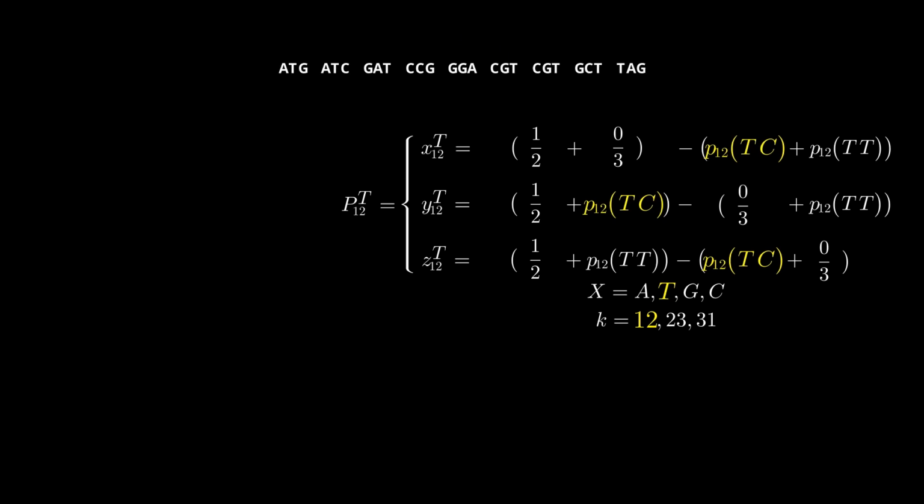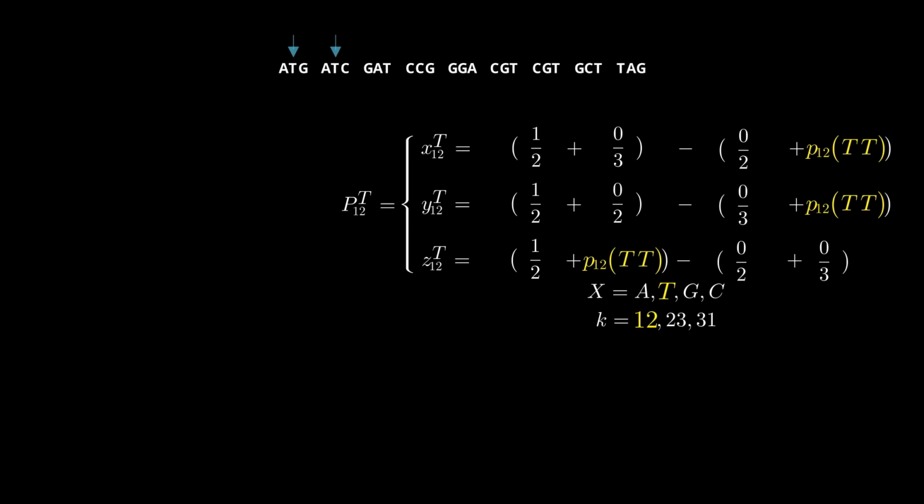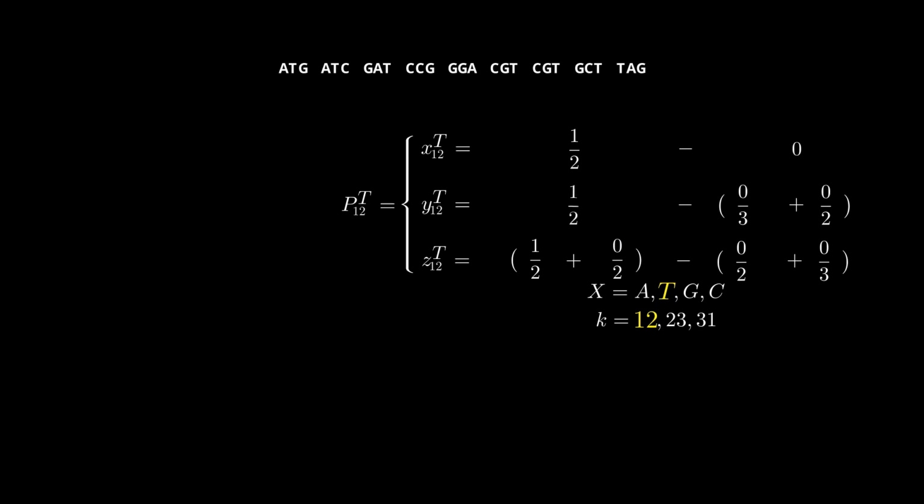The probability that T is in codon position 1 if C is in codon position 2 is 0 out of 2. The probability that T is in codon position 1 if another T is in codon position 2 is 0 out of 2. Now we simplify again and plot the point P sub 1 2 super T.